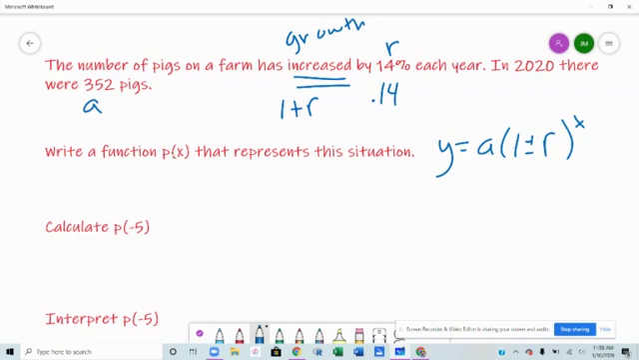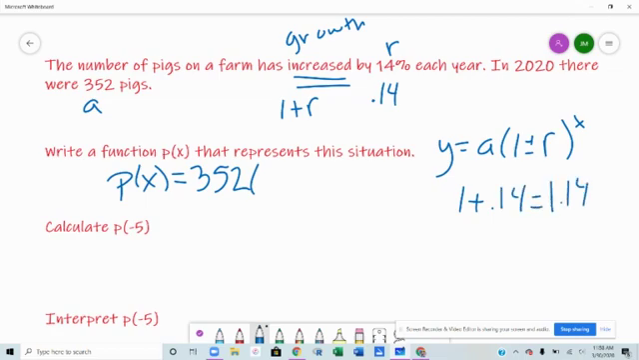So we want to use p of x instead of y. A is your starting amount, which is 352. We need to figure out 1 plus r or 1 minus r. In our case, it was 1 plus r. And r for us is 0.14. So that gives us 1.14 to the power of x. And this time we do use x because there's an x right here. So here's our function, p of x equals 352, and in parentheses 1.14, all to the power of x.